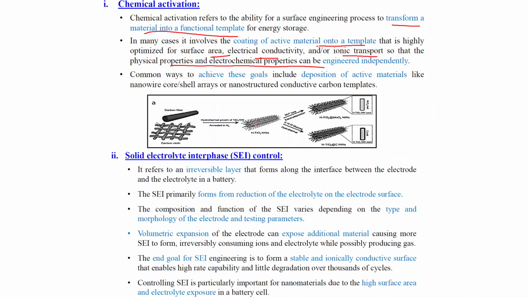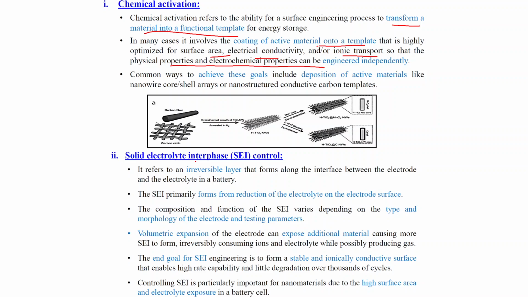So what happens if you grow these TiO2 nanostructures over this carbon cloth itself? This will increase the electrical conductivity of the carbon cloth, as well as the surface area, and ion transport will also be enhanced. So this is basically chemical activation which is done using nanoparticles.